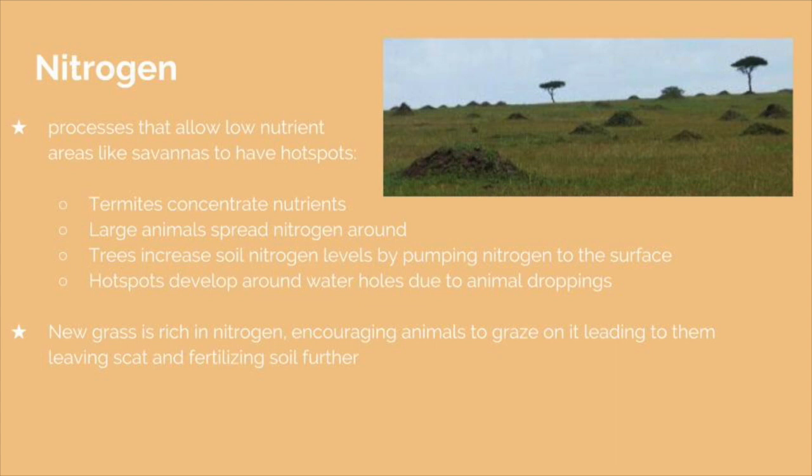Hotspots develop around waterholes due to animal droppings. New grass is rich in nitrogen, which encourages animals to graze on it, which leads to them leaving scat and therefore fertilizing the soil further.